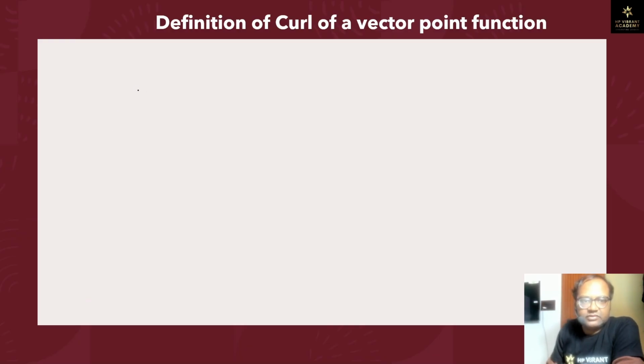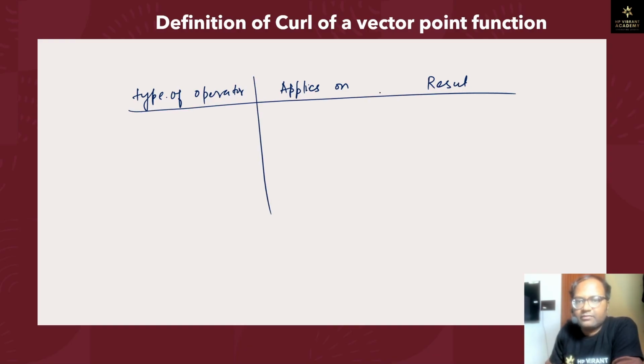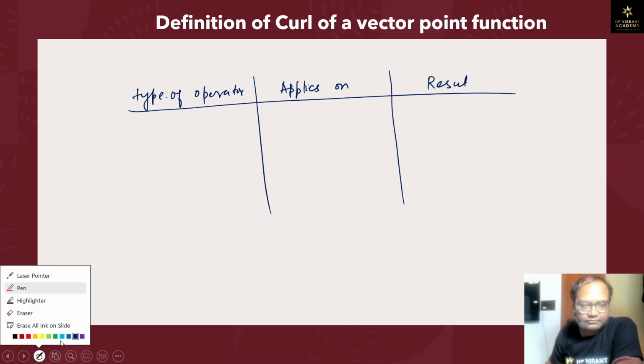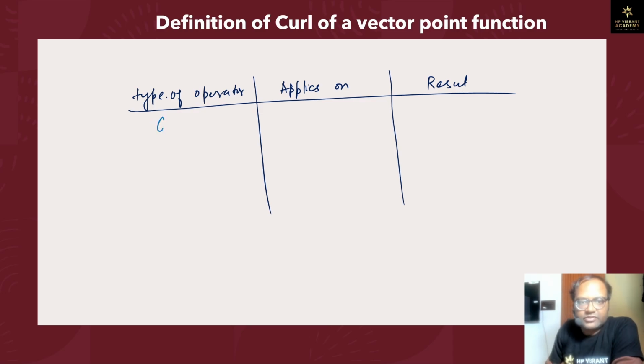Okay, so let us summarize this. So we have the type of operator, what it applies on, and what the result is. So let us take the first one as gradient, second one as divergence, third one as curl. So first one is gradient. What does it apply on?